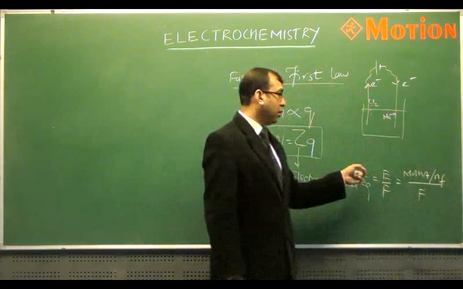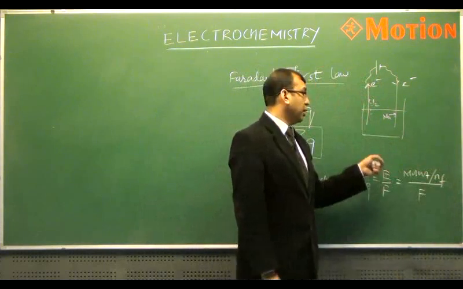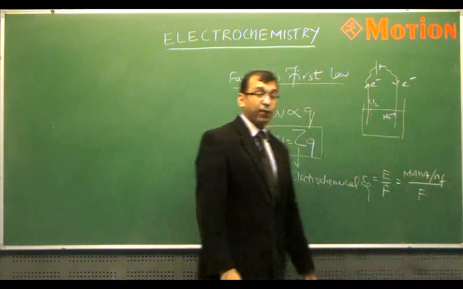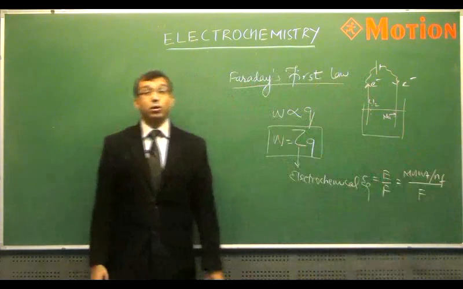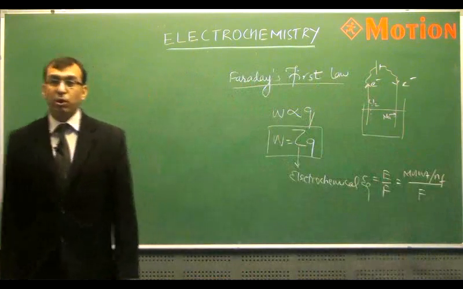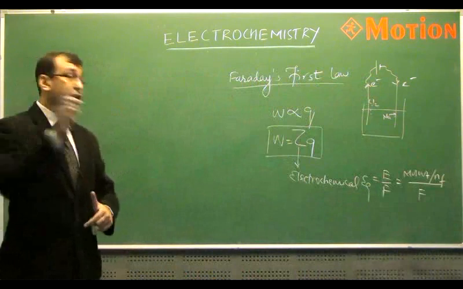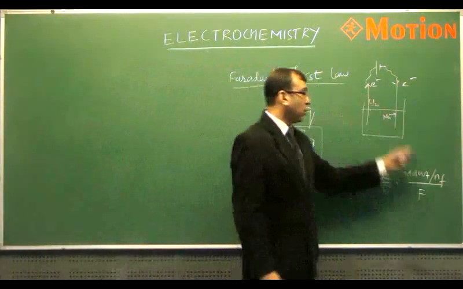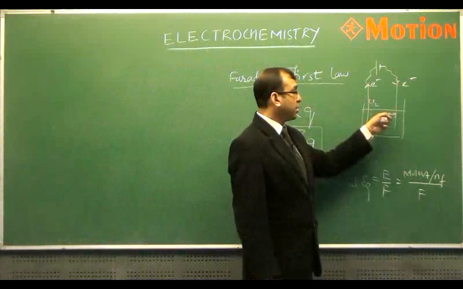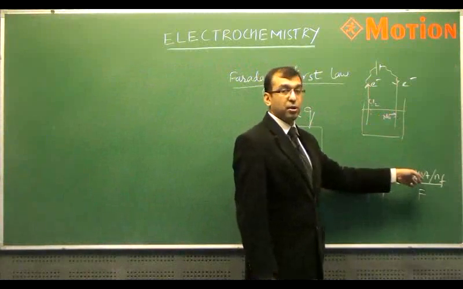Equivalent weight, we all know the calculation, we already discussed that in the redox section. Equivalent weight is molecular weight over n factor. Molecular weight of whom? Molecular weight of the material discharged. In this case, the molecular weight of chlorine is 71. In the other case, the molecular weight of sodium discharged.